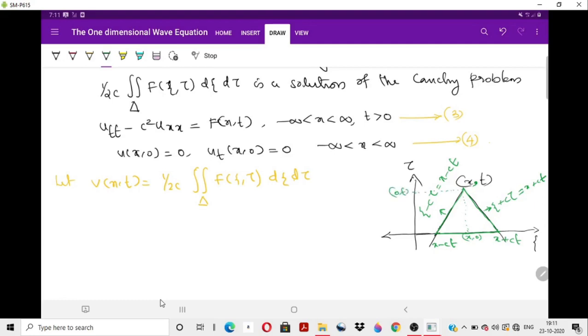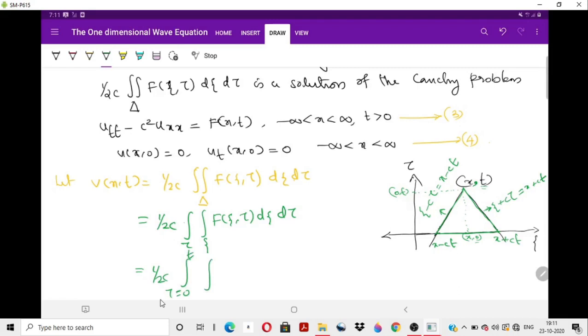Okay, so here our function v of x,t, we can write this as the integral over the characteristic triangle, that means the integral over tau and the integral over theta of f of theta, tau d theta d tau. Now the upper integral, tau, varies from, tau is the vertical axis. We know that the integration is over this characteristic triangle, so tau varies from 0 to t. So 1 by 2c, we can write it as the integral, tau equal to 0 to t.